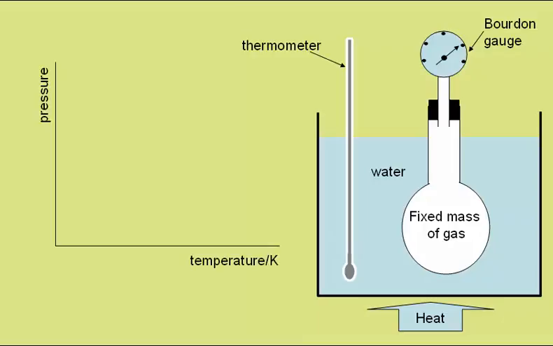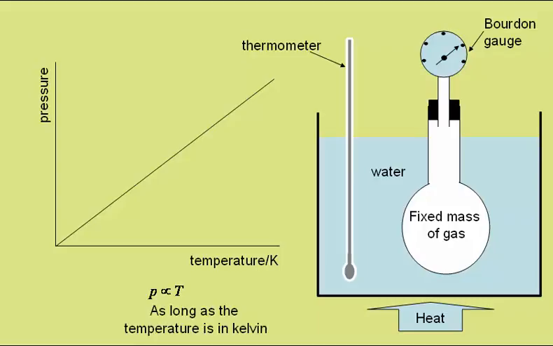If we plot a graph of pressure against the temperature in Kelvin, we get a straight line through the origin. This shows us that the pressure is directly proportional to the Kelvin temperature. Just to stress again, the temperature must be in Kelvin.